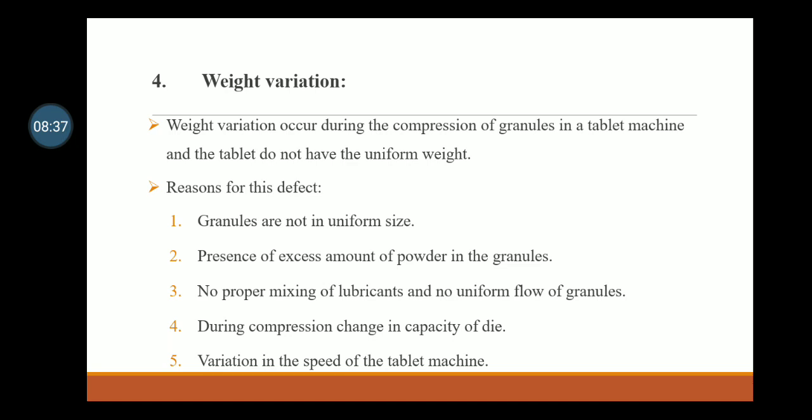Fourth, weight variation. Weight variation occurs during the compression of granules in a tablet machine, and the tablets do not have uniform weight. Reasons for this defect: first, granules are not of uniform size. Second, presence of excess amount of powder in granules. Third, no proper mixing of lubricants and no uniform flow of granules. Fourth, during the compression, change in capacity of a die. Fifth, variation in the speed of the tablet machine.